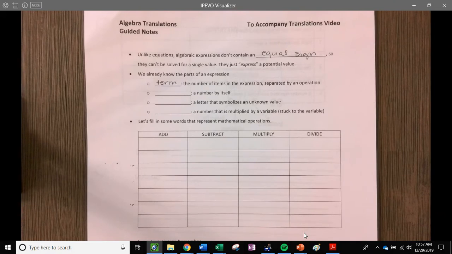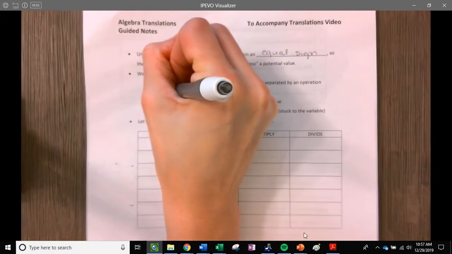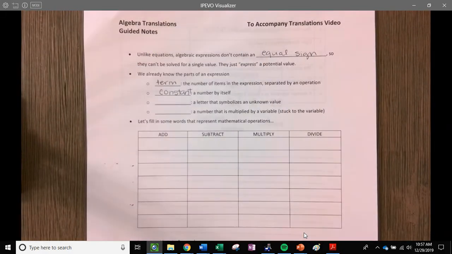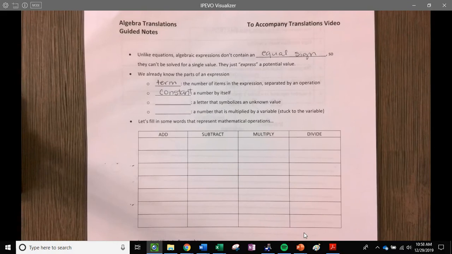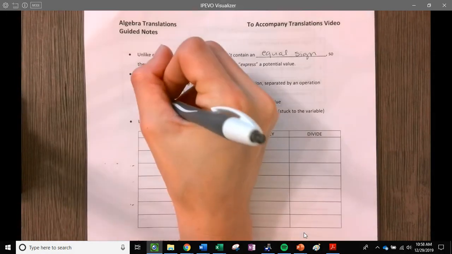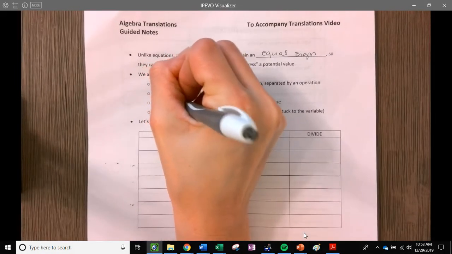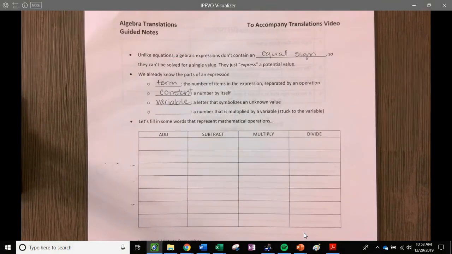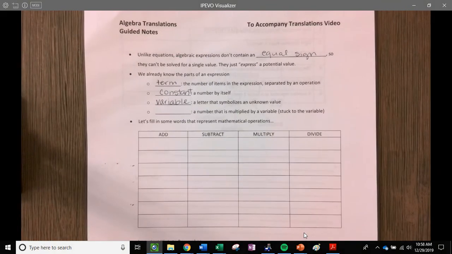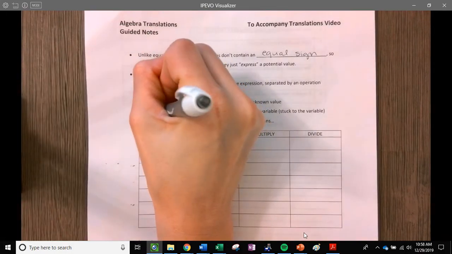A number by itself, you guys remember what that is? Starts with a C. Constant. A constant is a number hanging out in an expression by itself. A letter that symbolizes an unknown value. This should be a no-brainer, you guys. This is a word that we are going to say every single day in class, variable. And then a number that is multiplied by a variable or stuck to the variable, right? What happens when two roommates share a house? They cohabitate. So a number that is stuck to a variable, sharing that space, is the coefficient.